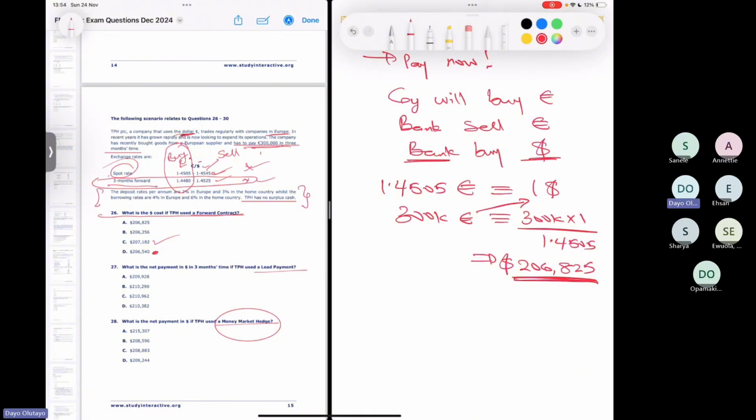Deposit rates per annum are 2% in Europe. Deposit rate is same as investment, and 3% in home country, which is dollar, while the borrowing rates are 4% in Europe and 6% in home country. So the borrowing rate is what we need, and in dollar, which is the home country, is 6%. Please pay attention, you can see 6% is the borrowing rate. So we borrowed money and we'll be paying our 6%. 6% is annual rate.